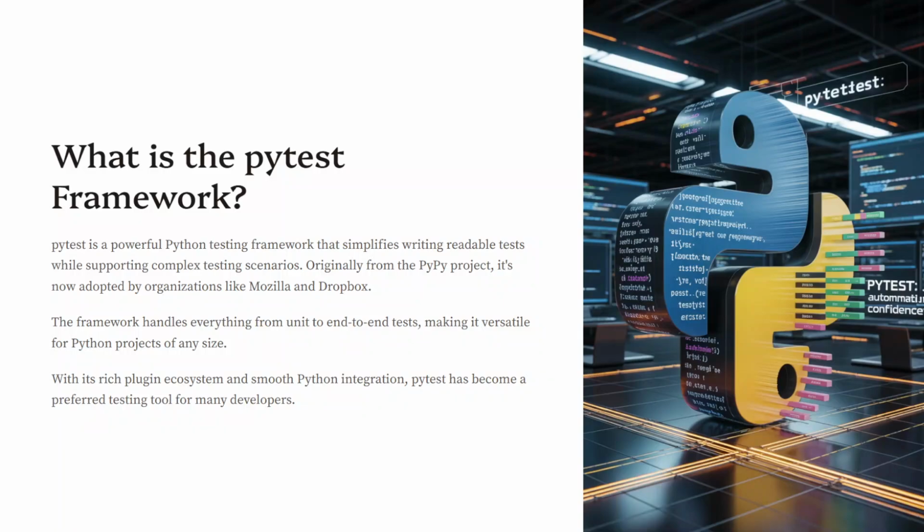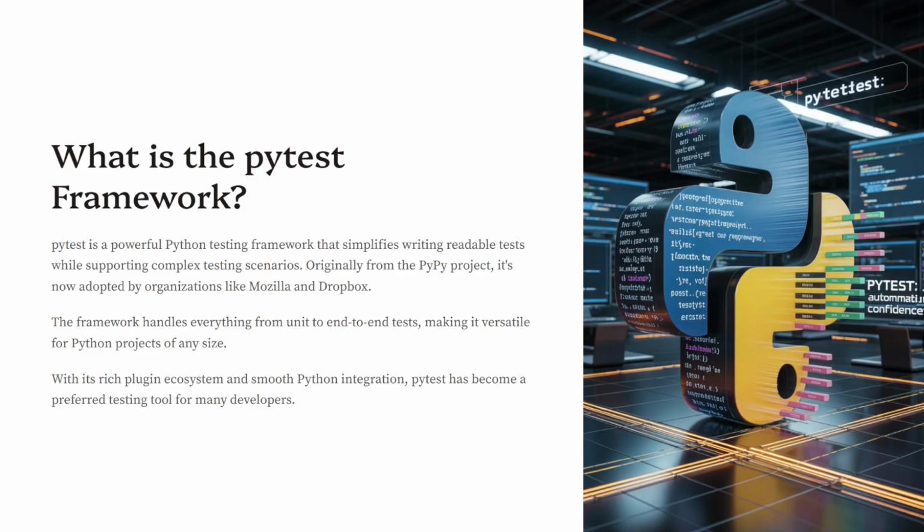In this video, we are going to look at the Pytest framework. So, what is the Pytest framework? The Pytest framework is a powerful Python testing framework that simplifies writing readable tests while supporting complex testing scenarios.